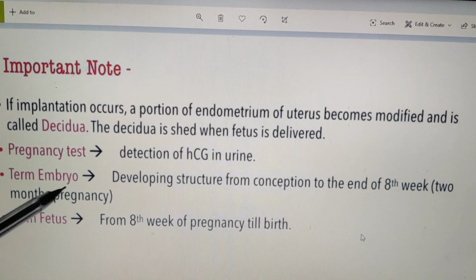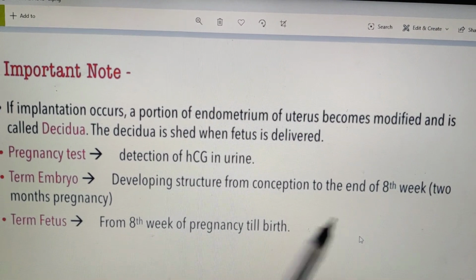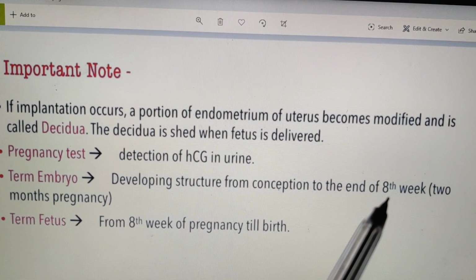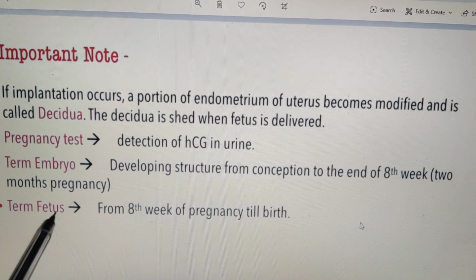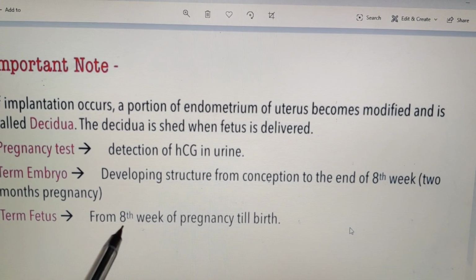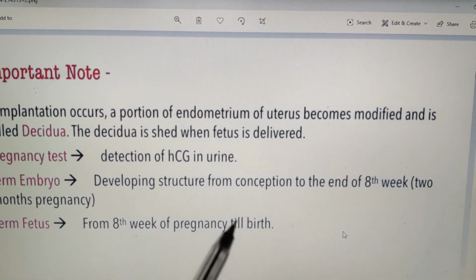Term embryo कब use करेंगे? End of the 8th week. Term fetus we will use from 8th week of pregnancy till the birth.